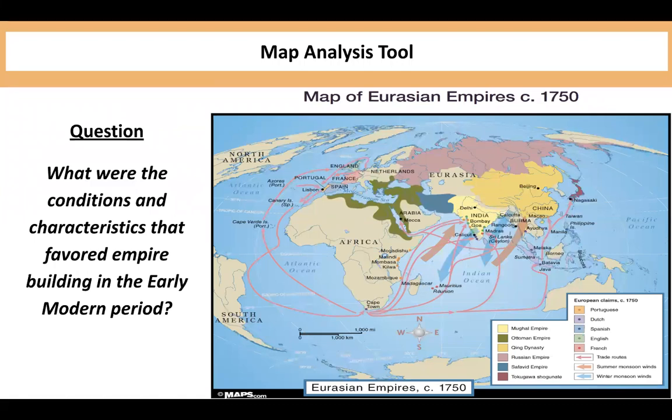So let's look at this content. This is a map of Eurasian empires, and our question: what were the conditions and characteristics that favored empire building in the early modern period? So let's take a closer look at this map.